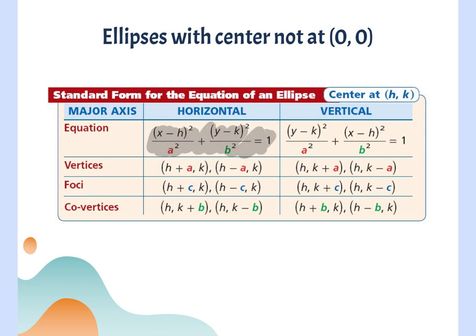A, we said yesterday, a squared is the larger denominator. The order does not matter, which means that if that larger denominator is under the x, it's horizontal, and if it's under the y, it's vertical. And then the a is the distance from the center to the vertex, the b is the distance from the center to the co-vertex, and the c is the distance from the center to the foci. And c squared equals a squared minus b squared.